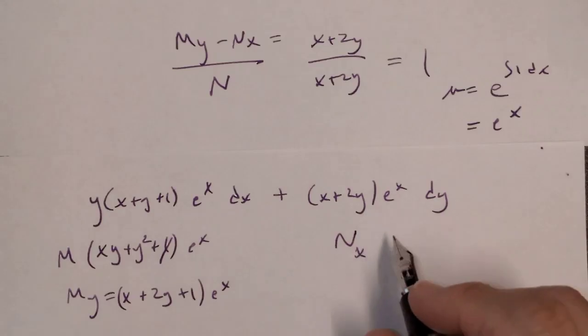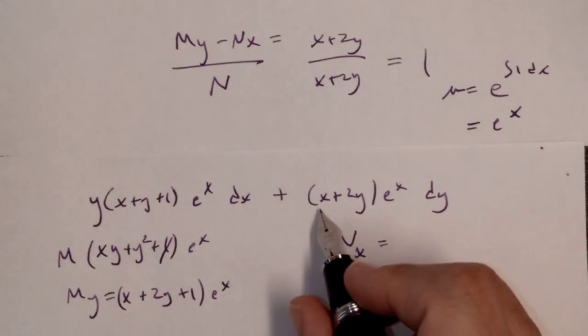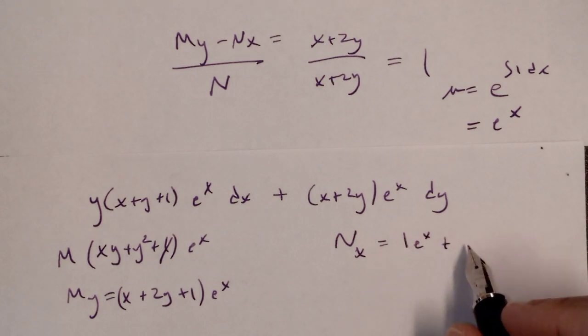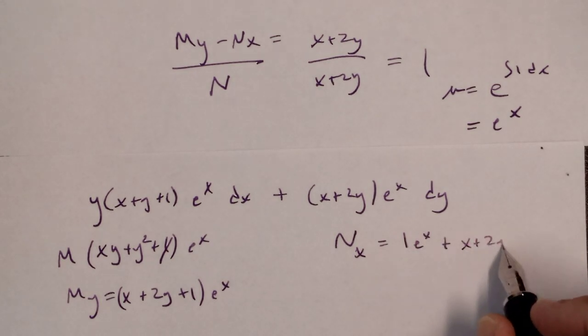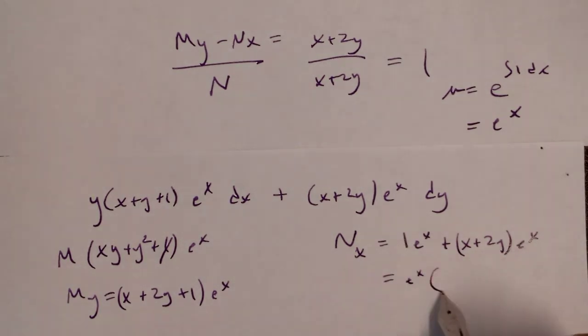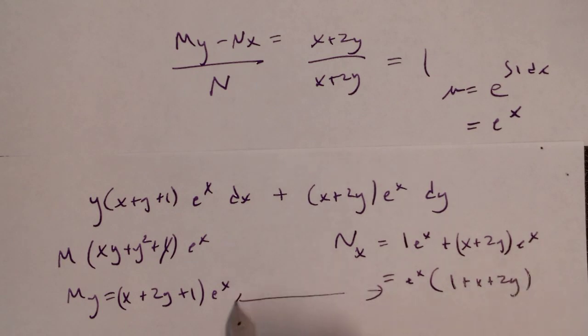Well, now both parts have x in them, so the derivative with respect to x here is 1 times e to the x plus x plus 2y times the derivative of the other piece, that's e to the x. Hey, look, that's e to the x times 1 plus x plus 2y. Those match.